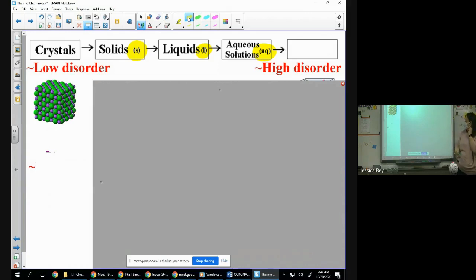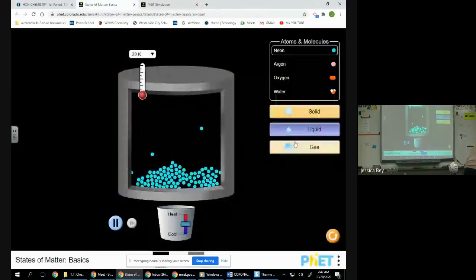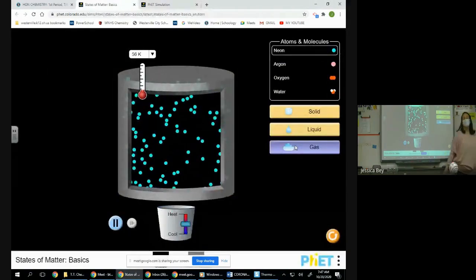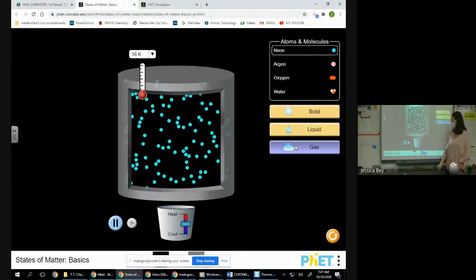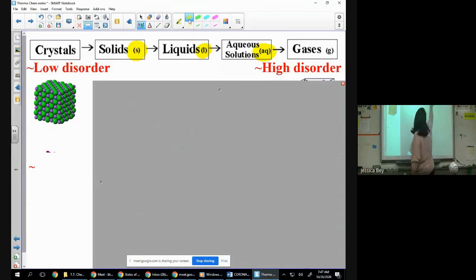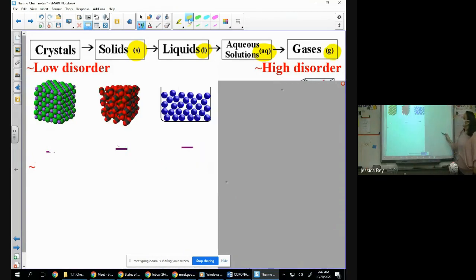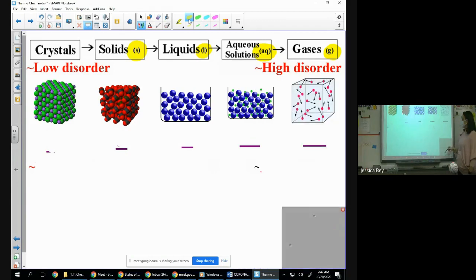And then the highest disorder that we have, going back to my simulator here, the most random, the most crazy, the most out of control any of your particles can get, would be a gas. The way that you would write gas in a chemical equation is with a little (g). Aqueous solutions have stuff inside of them, and then the gases are the most disordered.